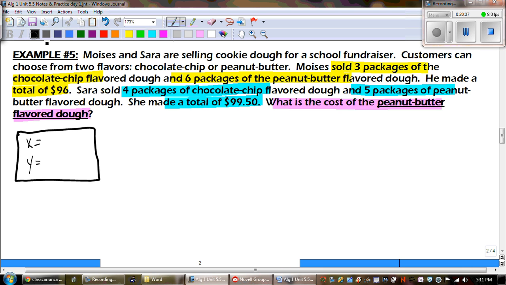Okay. So figure out what you want your X and Y to be. This is what I would be. This would be my chocolate and this would be my peanut butter. But that's just a hint. So when I check in, I'm going to have all of my work done. Okay? Go ahead and pause the video and good luck.